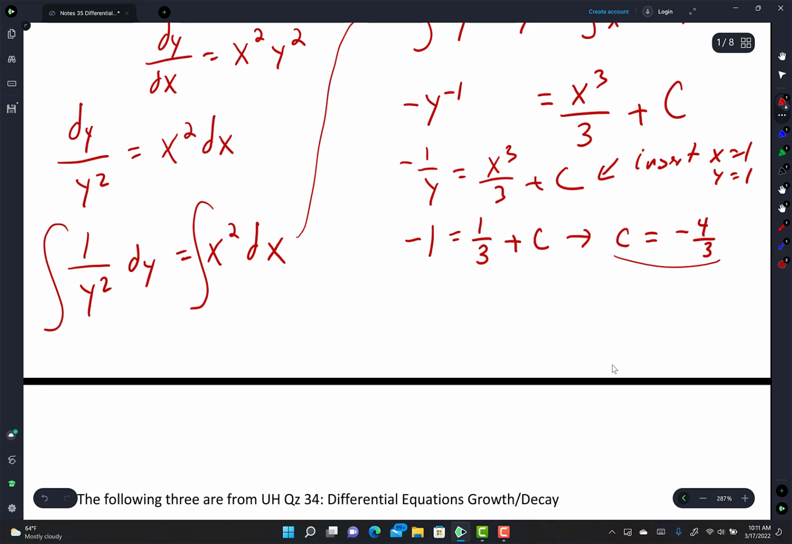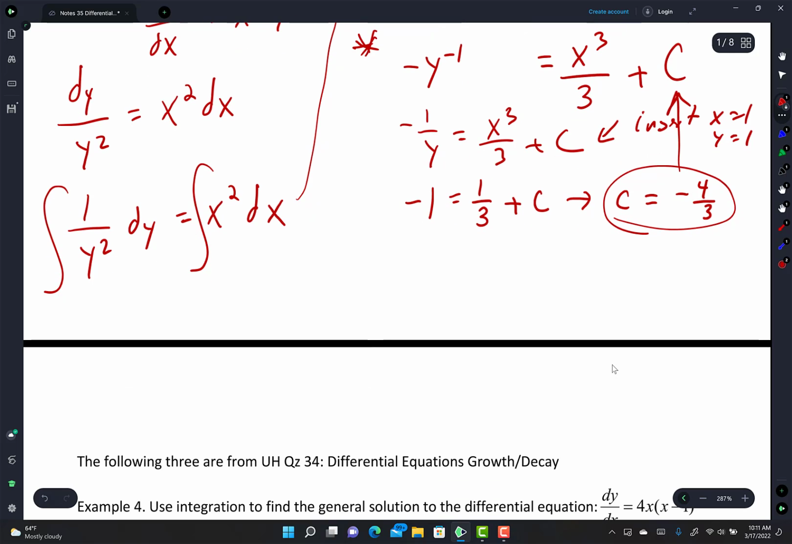So now that I know that c is negative 4/3, that's what I'm going to substitute for my c at this step. Does that make sense, guys? So I'm going to write it like this. I guess I could write it the one below. Negative 1 over y equals, yeah, I'm going to do that one. x cubed over 3 minus 4 over 3. Oh, look, they're being nice to me. And I should have written smaller. I see that my denominators are 3.